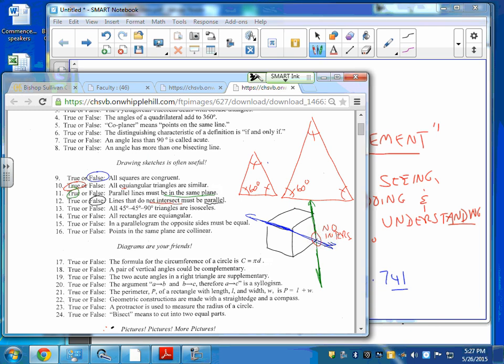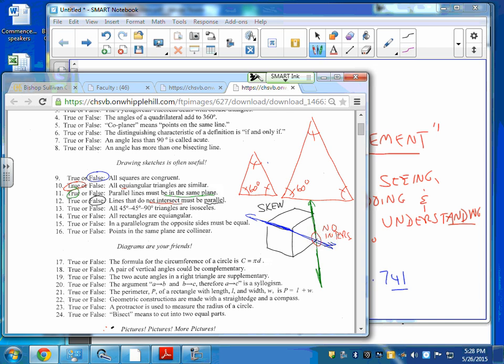By the way, lines in the same plane that do not intersect, yes, they must be parallel. These particular lines that I've drawn on the cube here are called skew lines, and skew lines don't lie in the same plane, and they do not intersect.